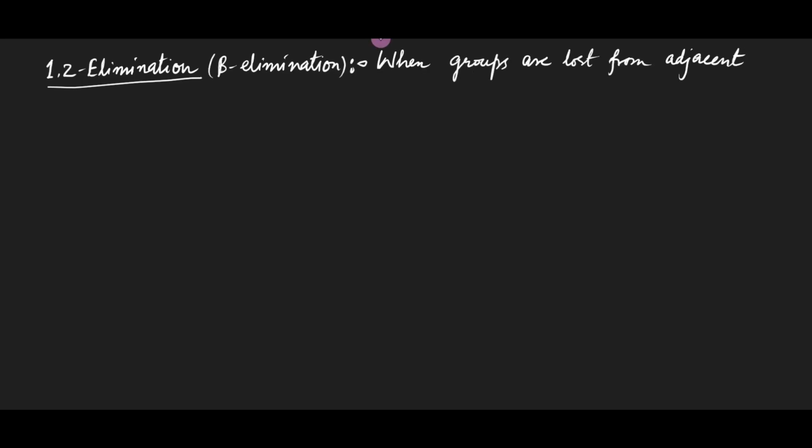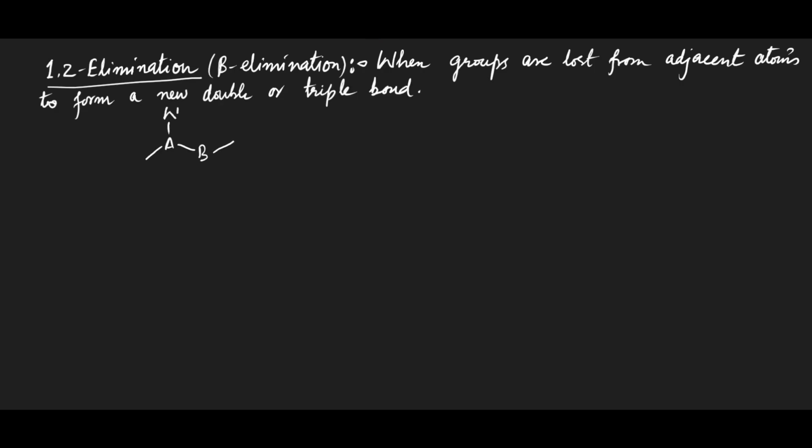Second type of elimination is 1,2 elimination, which is also called beta elimination. In this case, atoms or groups are lost from the adjacent atoms to form a new double or triple bond. For example, in this molecule, leaving group X leaves along with the bonding electron pair, and the bonding pair of W is retained between A and B to form a new pi bond. Atom B is attached to the leaving group and is denoted as alpha, and the atom A directly connected to the alpha position is denoted as beta.